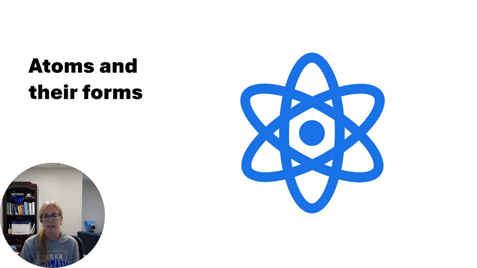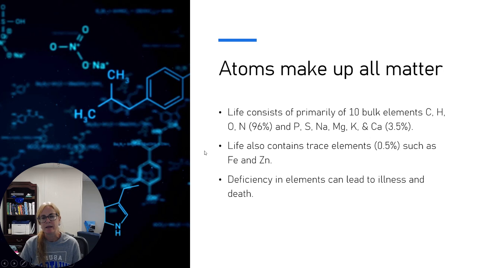In this video, we're going to look at atoms and their forms. Atoms make up all matter, and life consists of primarily 10 bulk elements: carbon, hydrogen, oxygen, nitrogen, and then phosphorus, sulfur, sodium, magnesium, potassium, and calcium. The carbon, hydrogen, oxygen, and nitrogen make up approximately 96% of all living organisms.